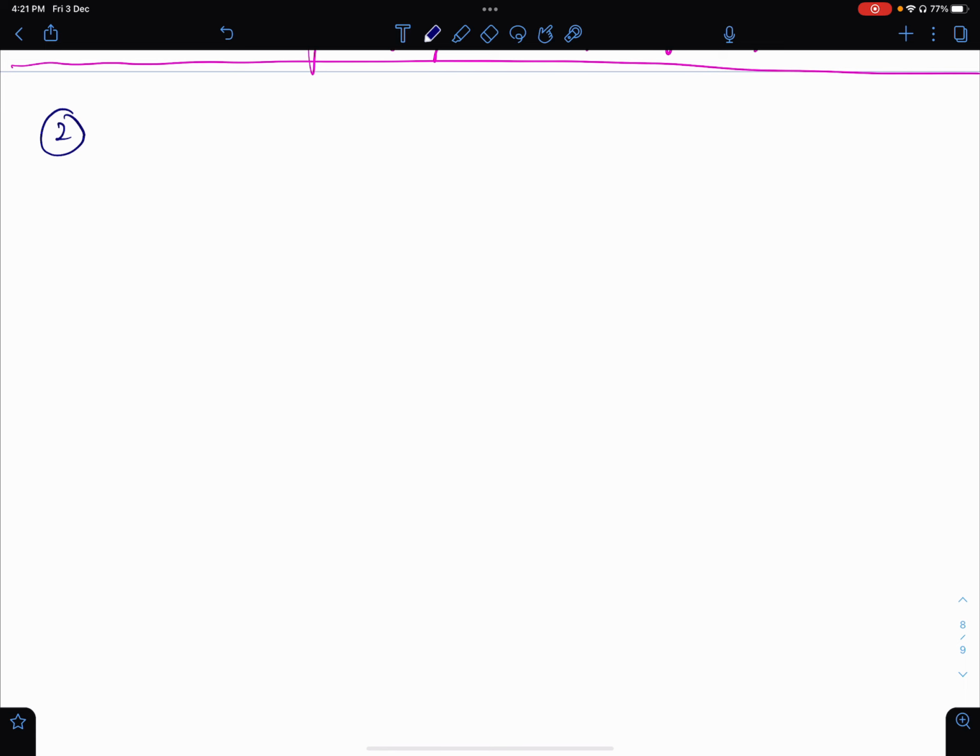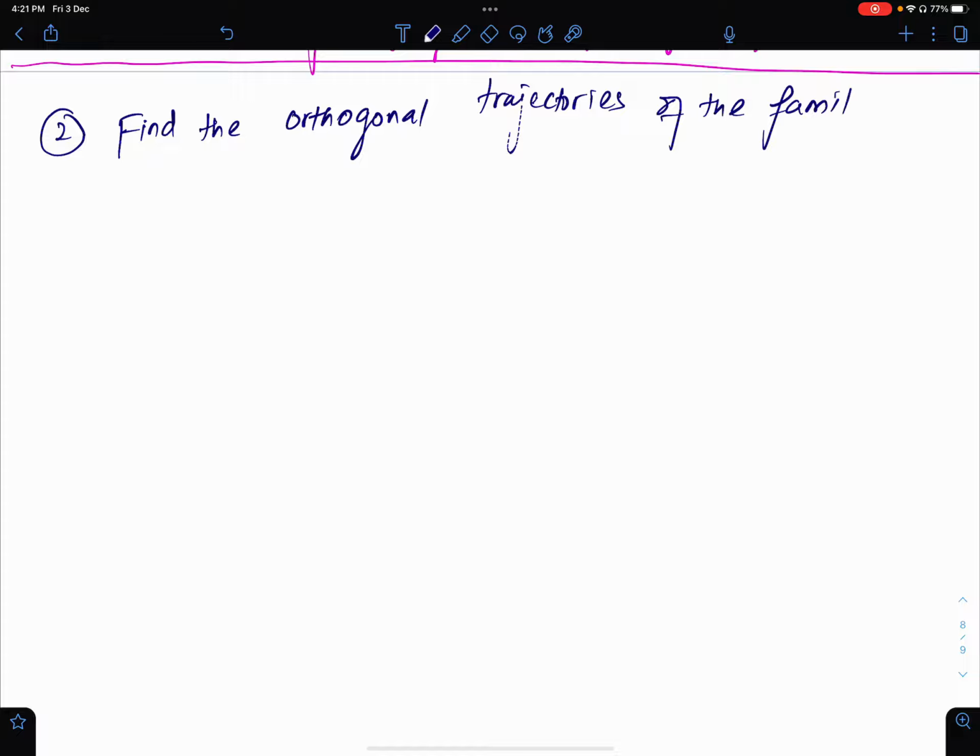The second question in this orthogonal trajectory: find the orthogonal trajectory of the family of parabolas y square equal to cx. Okay, so the same procedure. First differentiate. If c is present, replace it. So differentiate.